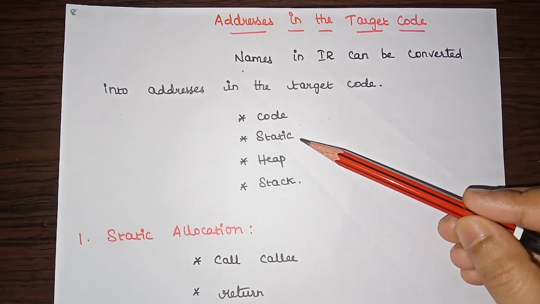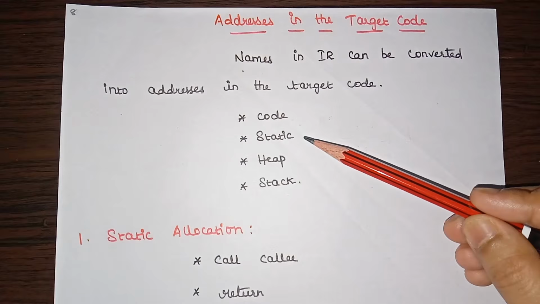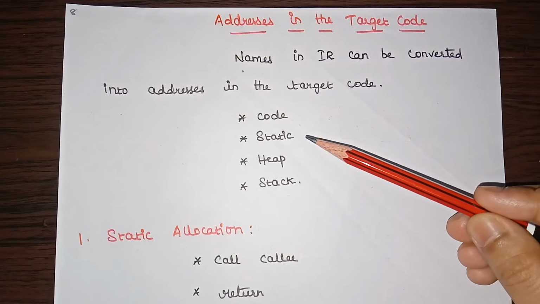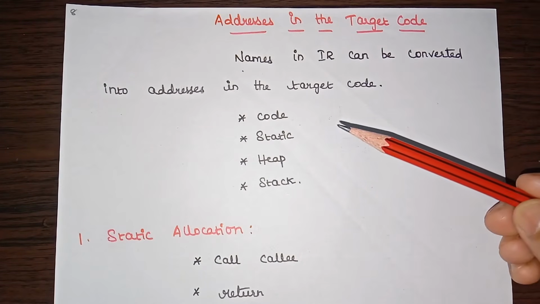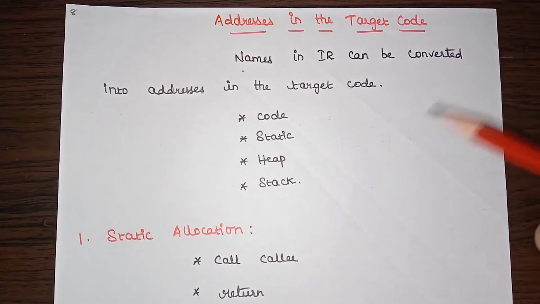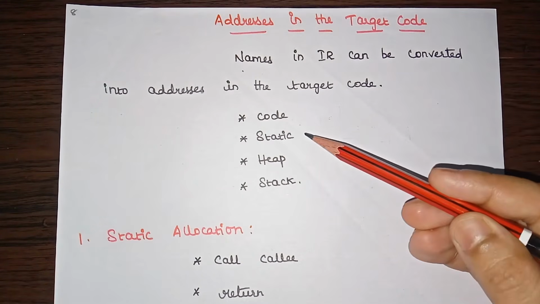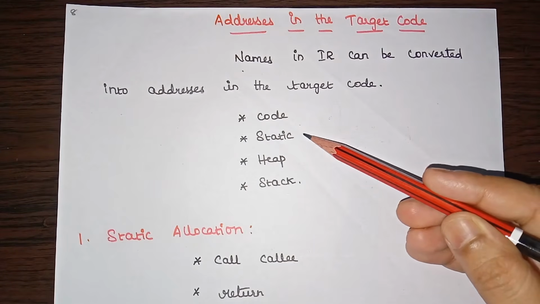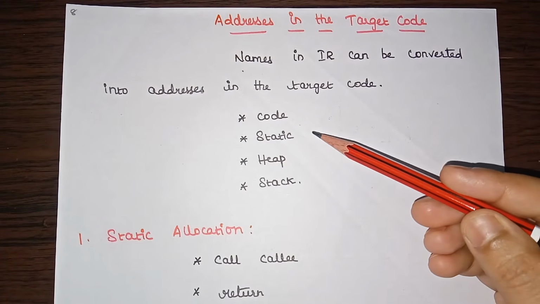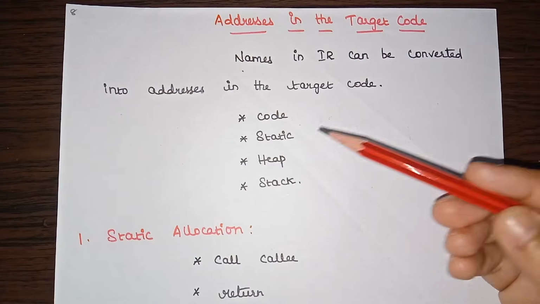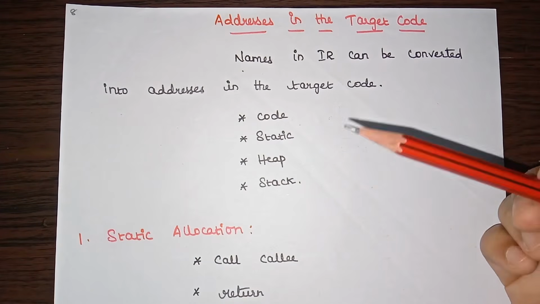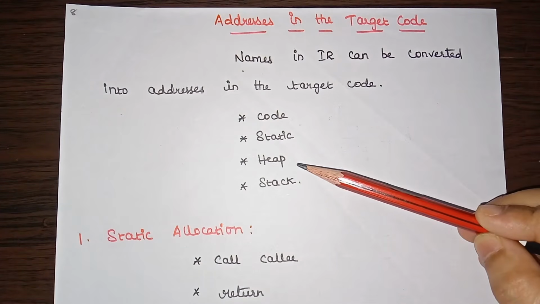Coming to the static area, here also we are holding values like global constants, and some other data that is generated by the compiler. All these kinds of data will be stored inside this static area. Here also we are going to store values that can be determined during compile time itself. And the next one is the heap area.